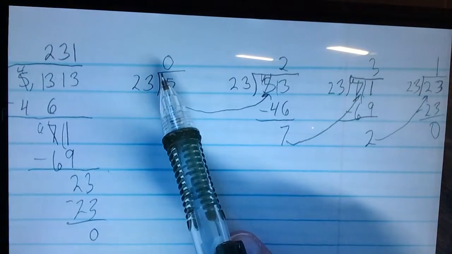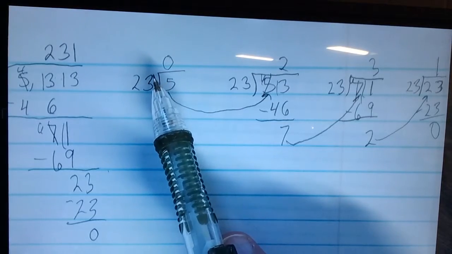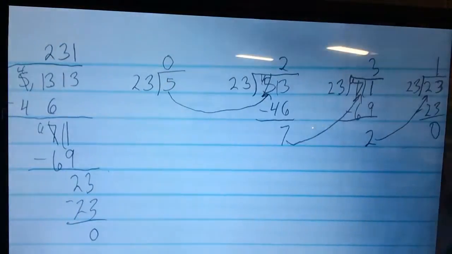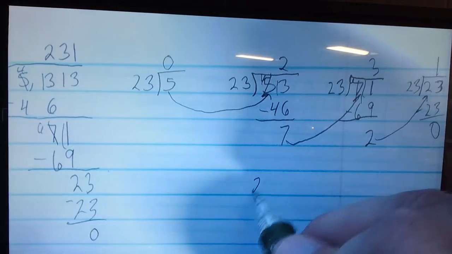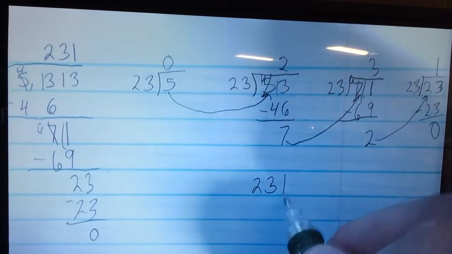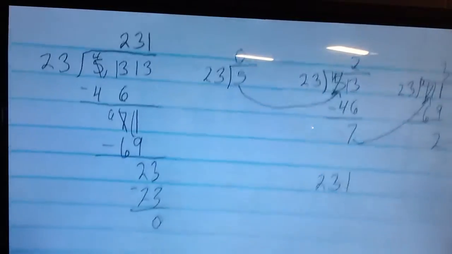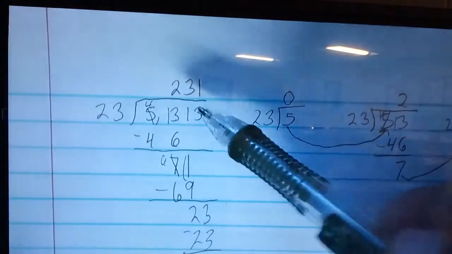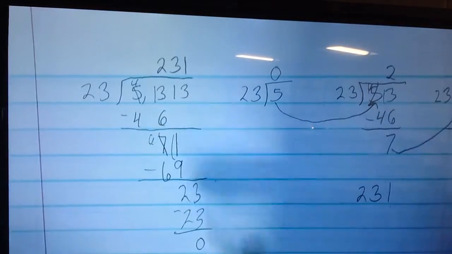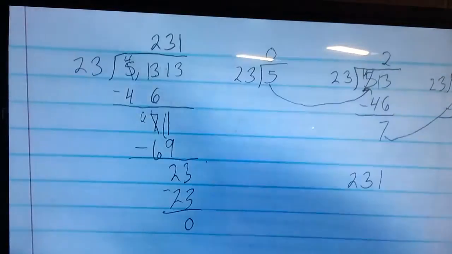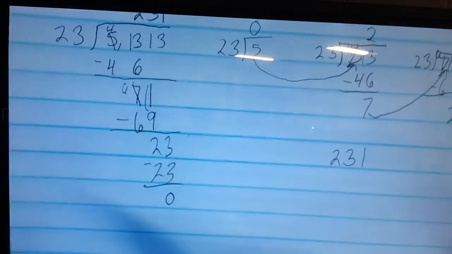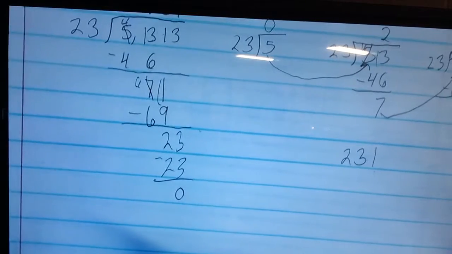It has no value, so I'm not even going to write it down. I'm just going to go ahead and write these digits down in the order that I have them. So 2, 3, 1, and it makes a quotient of 231. So I had 231 here when I did the long division way, and I have 231 here. Now, some of the things that you'll see they share in common.